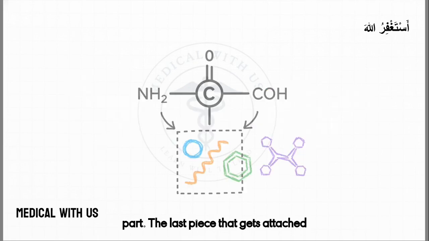Okay, now for the really cool part. The last piece that gets attached is called the R group, or the side chain. This is the game changer. This is the one part that's different for each of the 20 letters, and it's what gives each one its unique identity, its own personality.